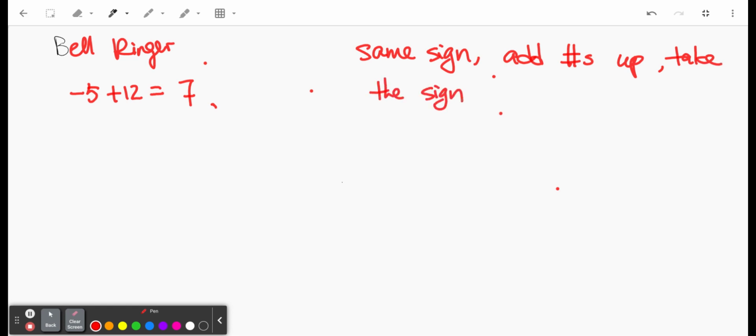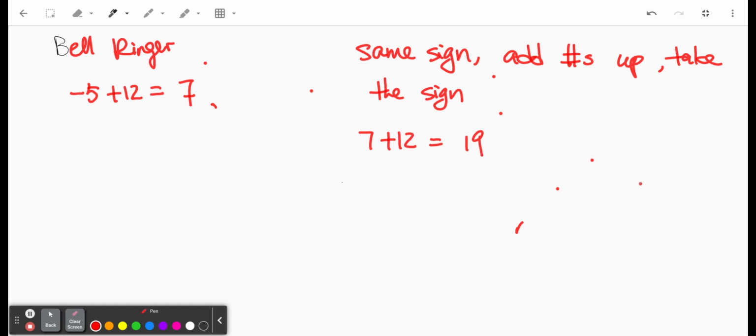So for example, we have 7 plus 12. 7 and 12 are both positive. So when you add them up, it's what number? It's 19, and take the sign of the numbers. So both signs are positive, so it's positive 19.